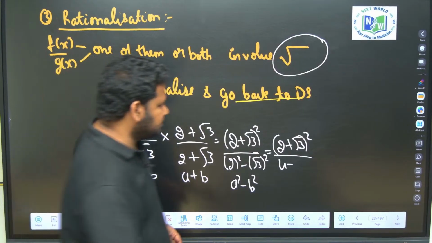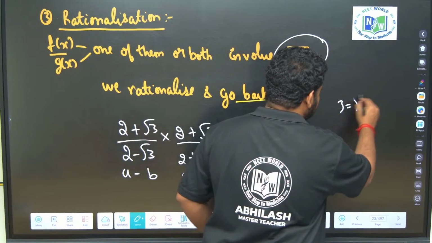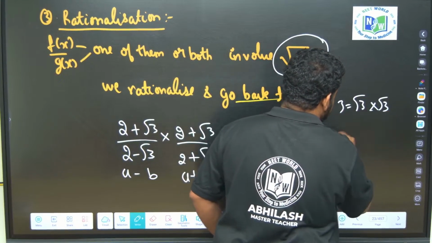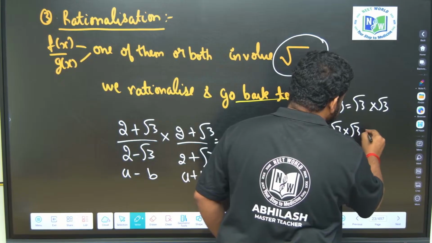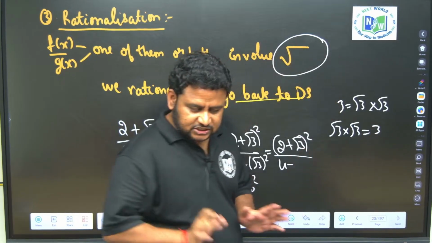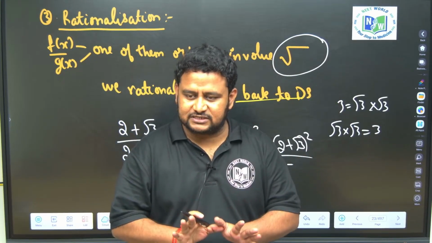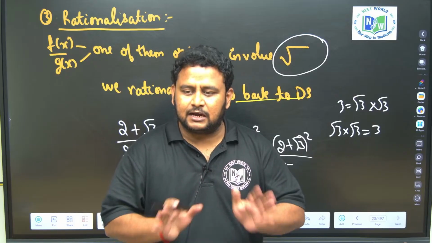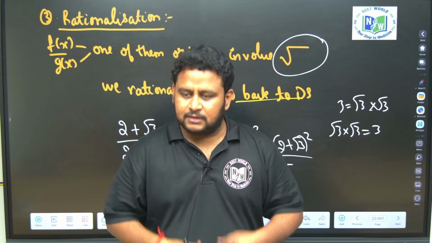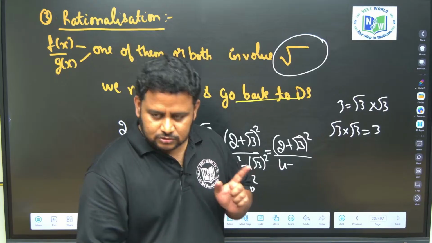3 can be written as root 3 into root 3, and root 3 into root 3 can be written as 3. Understand this. Most importantly, when it comes to competitive exams, whether multiple choice questions, numerical answer based questions, multiple select questions or whatever it is, you have to understand this.